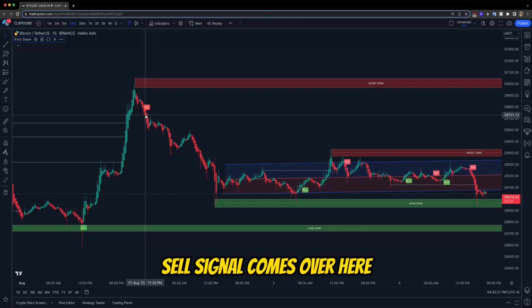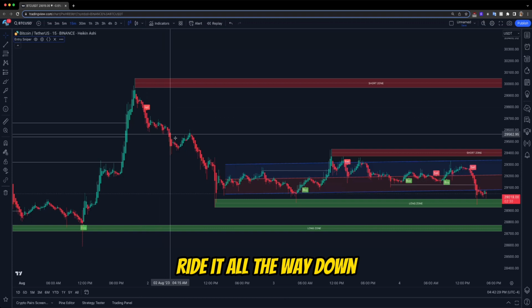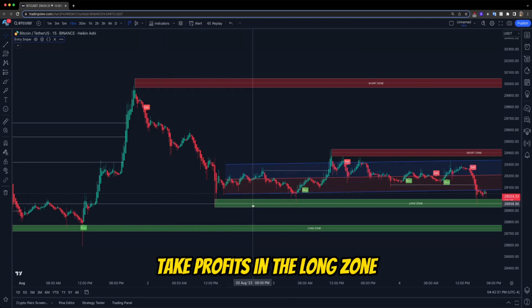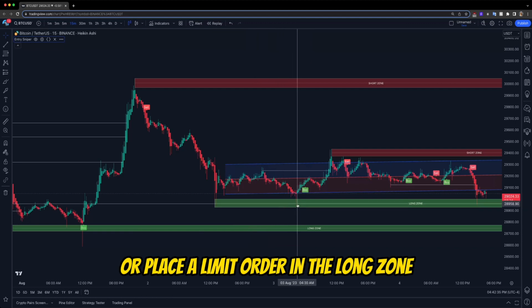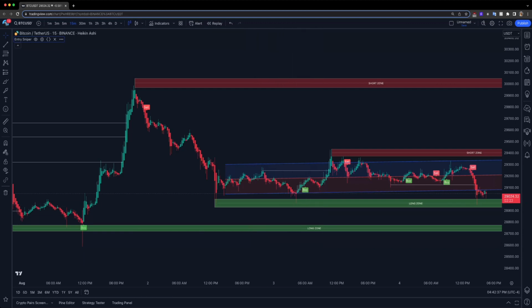Sell signal comes over here, ride it all the way down, take profits in the long zone, and start waiting for a buy signal or place a limit order in the long zone.